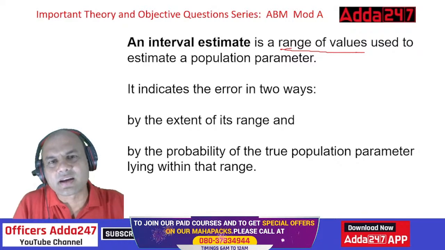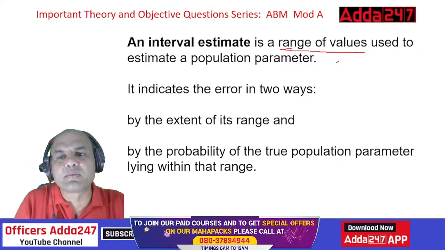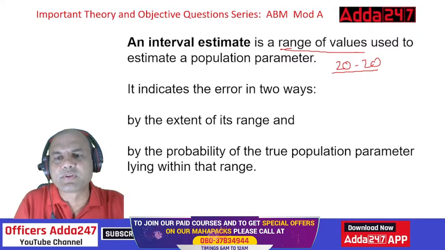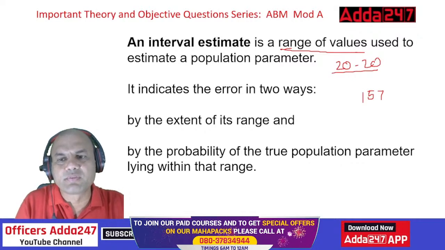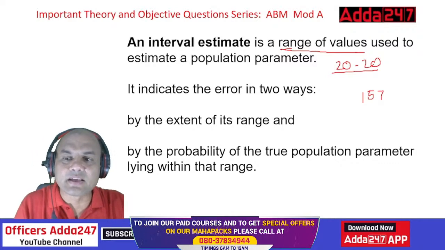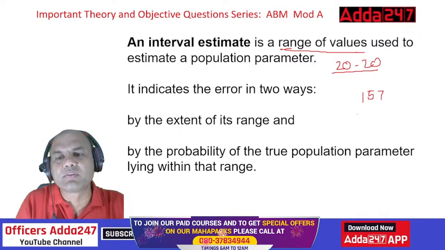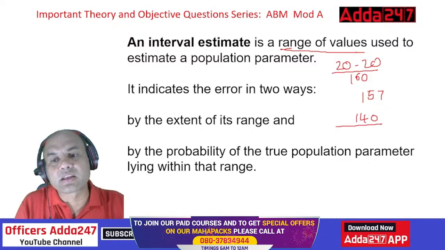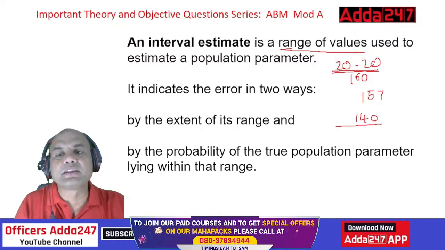So can I say right now, suppose if it's a 2020 match, can I say exactly that India will score 157? Can I say that? No. What can I say? I can say that India will score somewhere between 140 to 160. So this is known as the interval estimate. Interval means I am giving a range. See this: a range of values used to estimate a population parameter.